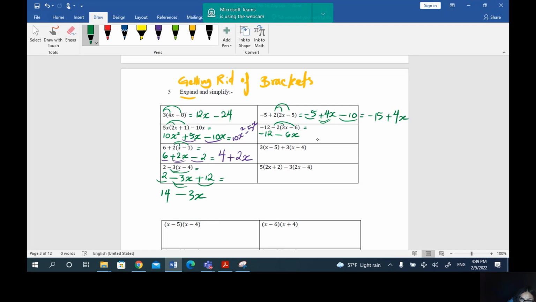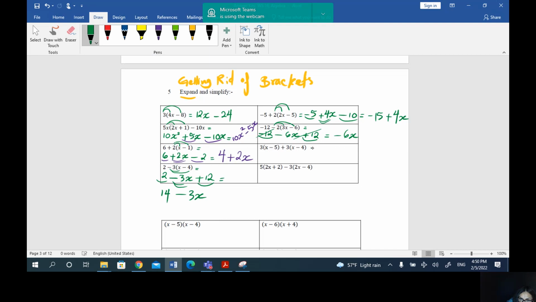Negative 2 times negative 6 is plus 12. Now we're collecting like terms. Minus 12 is a like term to plus 12. Minus 12 plus 12, they cancel. And minus 6x is on its own. So the expression will come down to negative 6x.